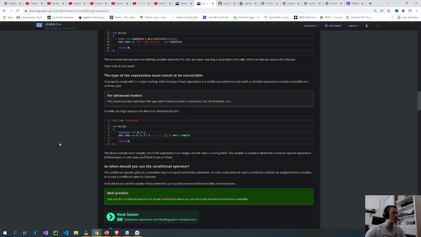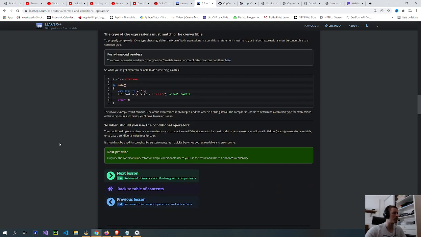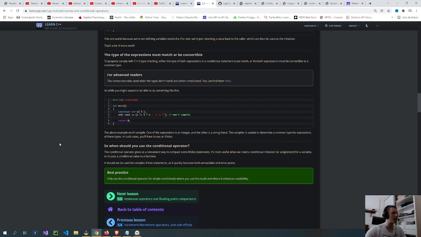The type of the expression must match or be convertible. To properly comply with C++ type checking, either the type of both expressions in a conditional statement must match, or both expressions must be convertible to a common type. For advanced readers, the conversion rules used when the types don't match are rather complicated. You can find them here.